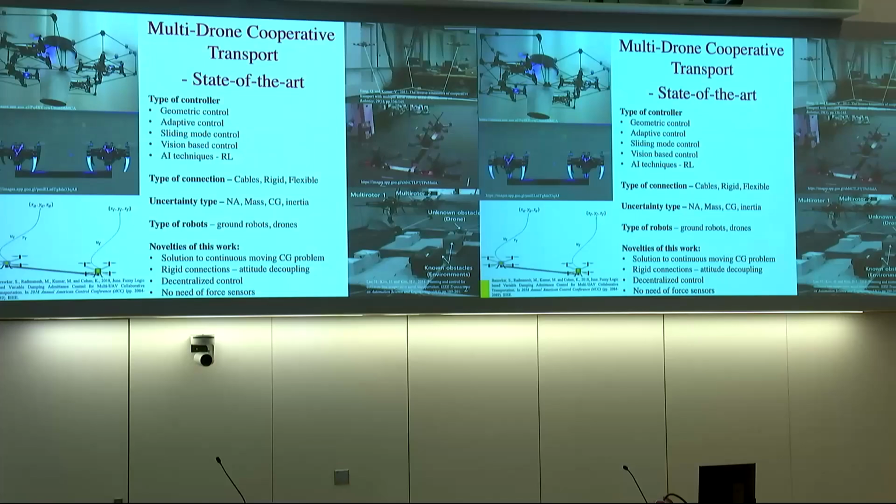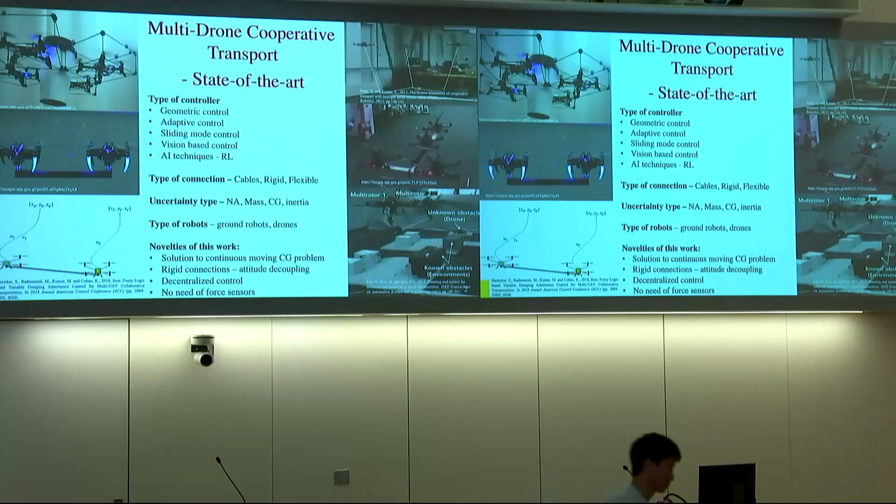And in this work, specifically, what we are trying to do is balance a ball on two drones. So this means that the center of gravity is continuously moving. In all the work till now, the center of gravity was assumed to be fixed or known to be at the centroid, the geometric center of the payload. But here, we don't know where the CG is. We don't know the velocity of CG. And we are doing this with rigid connections.